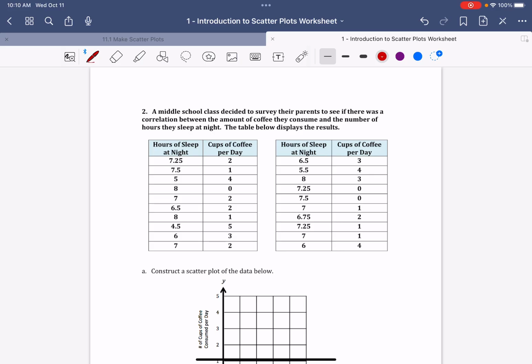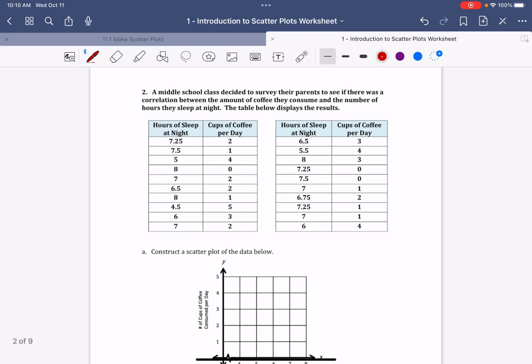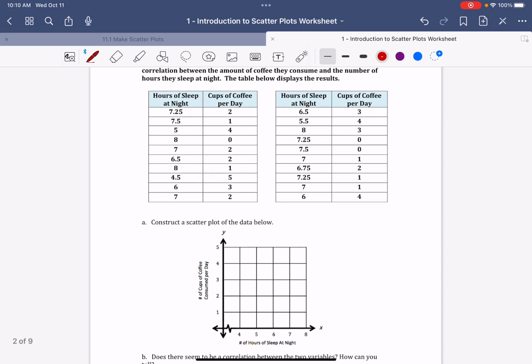Okay, next page. It says a middle school class decided to survey their parents to see if there was a correlation between the amount of coffee they consume and the number of hours they sleep at night. The table below displays the results. So the first thing we need to do is graph all of these points on the graph down below.